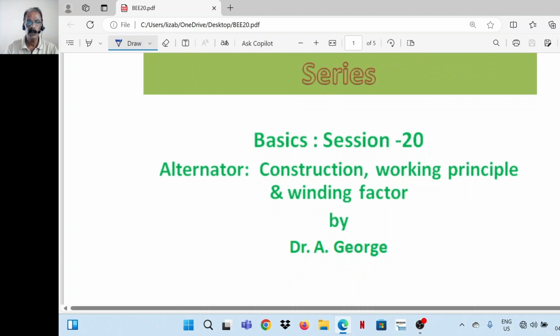So this is session 20. In this session, construction of alternator, its working principle, and the winding factor. These are the topics covered.